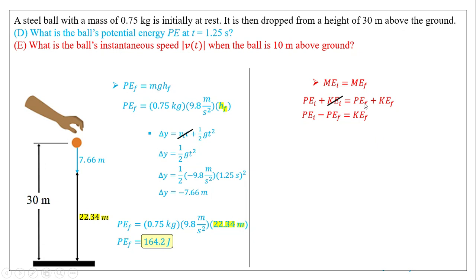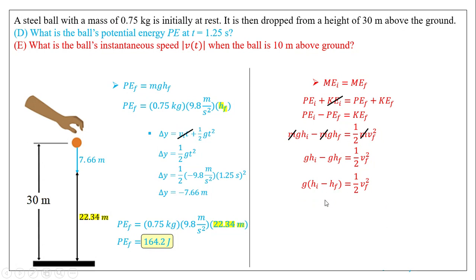All right, so I'm just going to move PE f to the left side. So therefore, it becomes minus. And I can just expand this stuff again like I've done before. And as you can see here, m cancels out in all the terms. So to get vf squared by itself, the next thing I'm going to do is multiply both sides by 2.